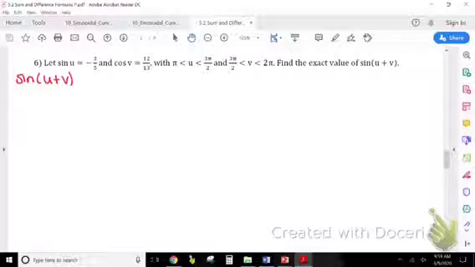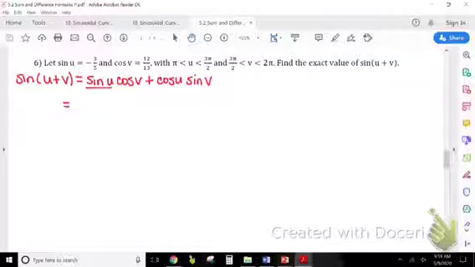And so we have a formula for that, don't we? The formula tells us sine of u cosine of v plus cosine of u sine of v. So they gave us sine of u and cosine of v, and that's great. So I can plug in this first part.